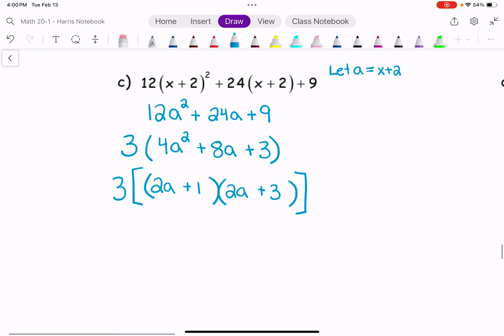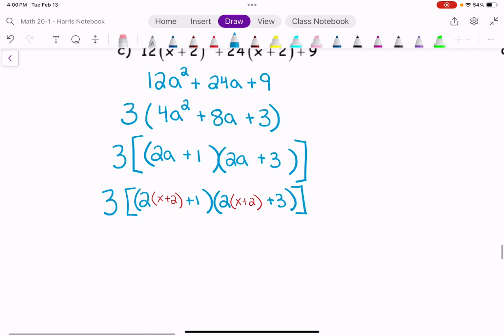Now anywhere I see an a, I'm going to plug in my x plus 2. So again, I'm going to leave this 3 out here still. I have a bracket 2, and then I'm going to plug back in my x plus 2 plus 1. And I have my 2, there's a bracket of an x plus 2, and plus 3.